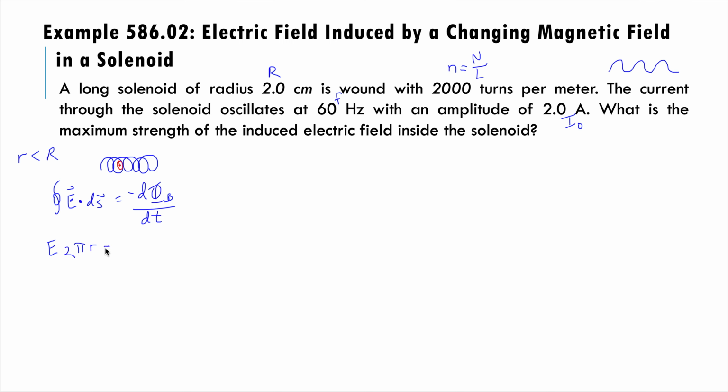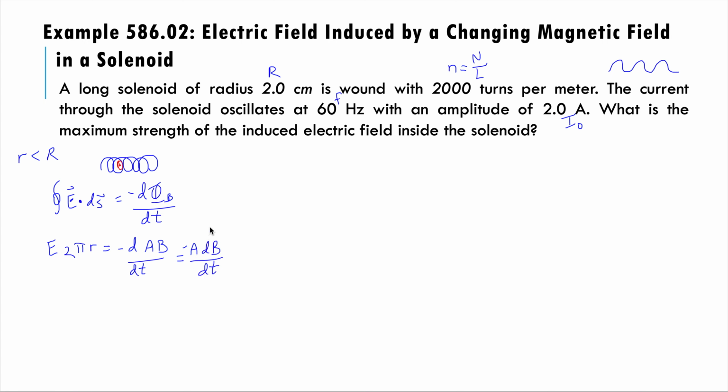And now on the right-hand side, we need to figure out how to take the derivative of the flux. So we know that the flux is going to be the area times the field, and this is the flux going through this little red loop. We know that the area is not changing, but only the field is changing. So it's negative A dB dt.